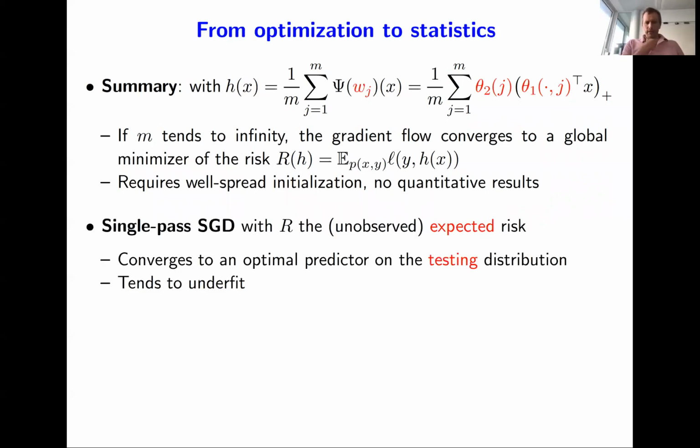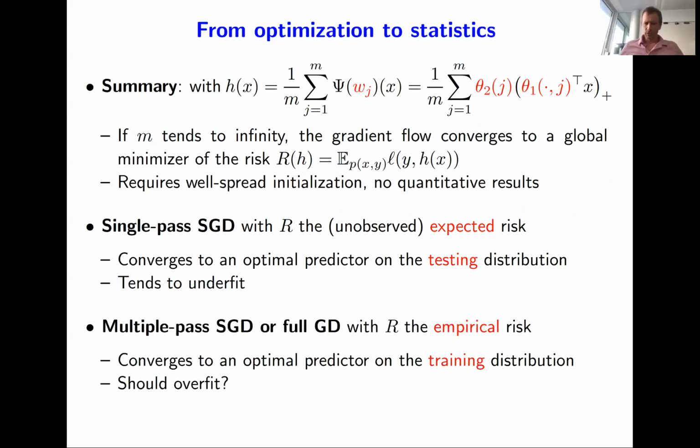So what I mentioned earlier, if you do a single-pass SGD, then more or less it will follow the gradient flow if the step size goes to 0. But the issue is that it does generalize well, but it tends to underfit. And in practice, you always do multiple passes. So now if you do multiple passes, you end up minimizing the empirical risk. Okay, so now you may overfit.